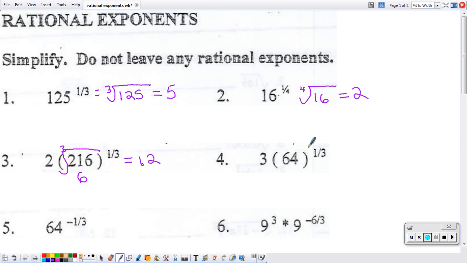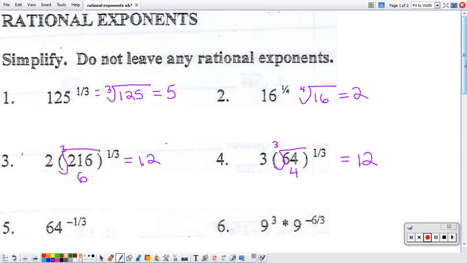Alright, same thing for number 4. We have a 1/3 exponent. Exponents before multiplication. So the third root of 64 is 4, because 4 times 4 times 4 is 64. And then 3 times 4 is 12.